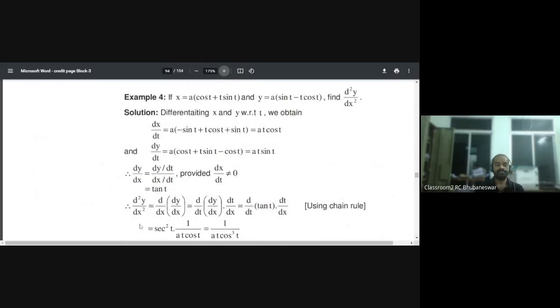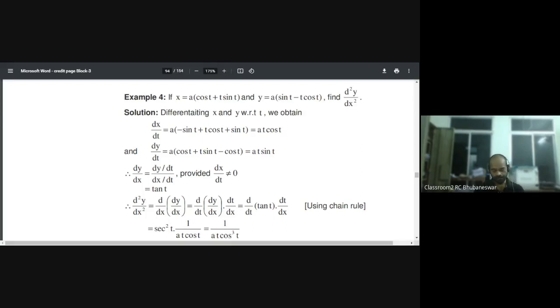The d square y by dx square equals, it can also be written as d by dx of the derivative of y with respect to x. Very clearly we can see that the differential operator d by dx is used twice: d by dx again d by dx of y. That's why this is known as the second order derivative of y with respect to x.